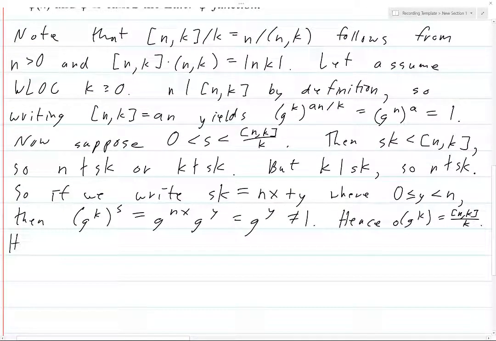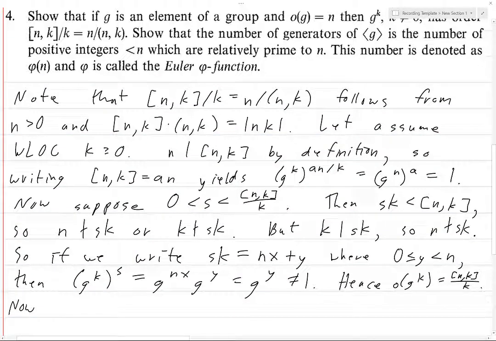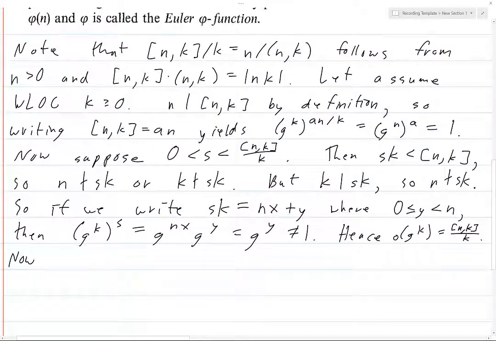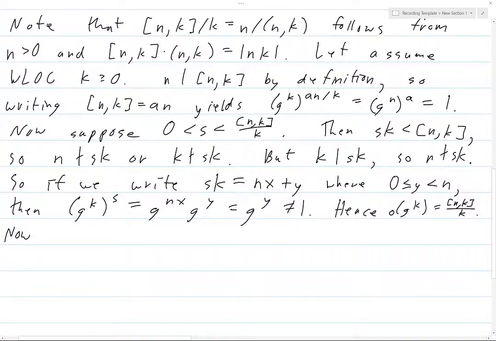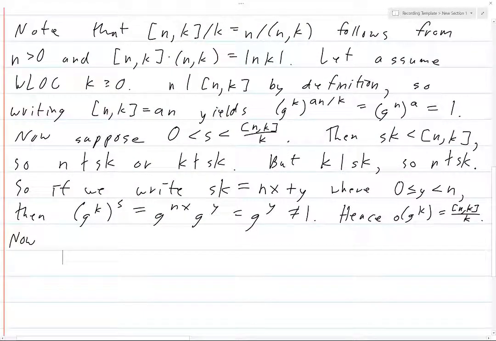So now the next thing we want to prove is that the number of generators of g is the number of positive integers less than n which are relatively prime to n. This should be pretty clear at this point why it should be the case, but let's just write it out. I'm going to write it out in a way that takes a little more time than necessary, but I like doing this.